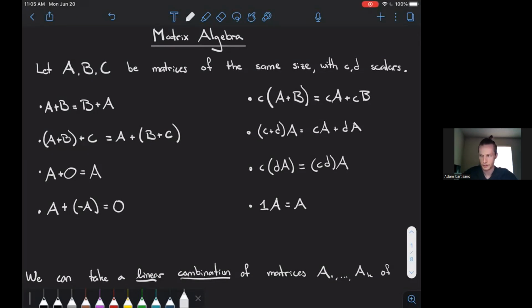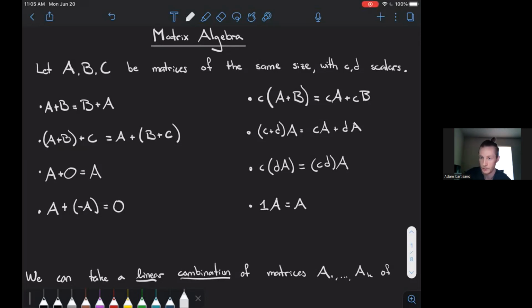This is technically theorem 3.2 that I have written here in the book, but I'm not writing it as a theorem because it's very analogous to the theorem that we saw on the properties of vector addition and scalar multiplication. So I'm not going to prove anything here. We're just going to look at it. Okay, so we start by saying let A, B, and C be matrices of the same size, and then let c and d be scalars. Then we have the following 8 properties.